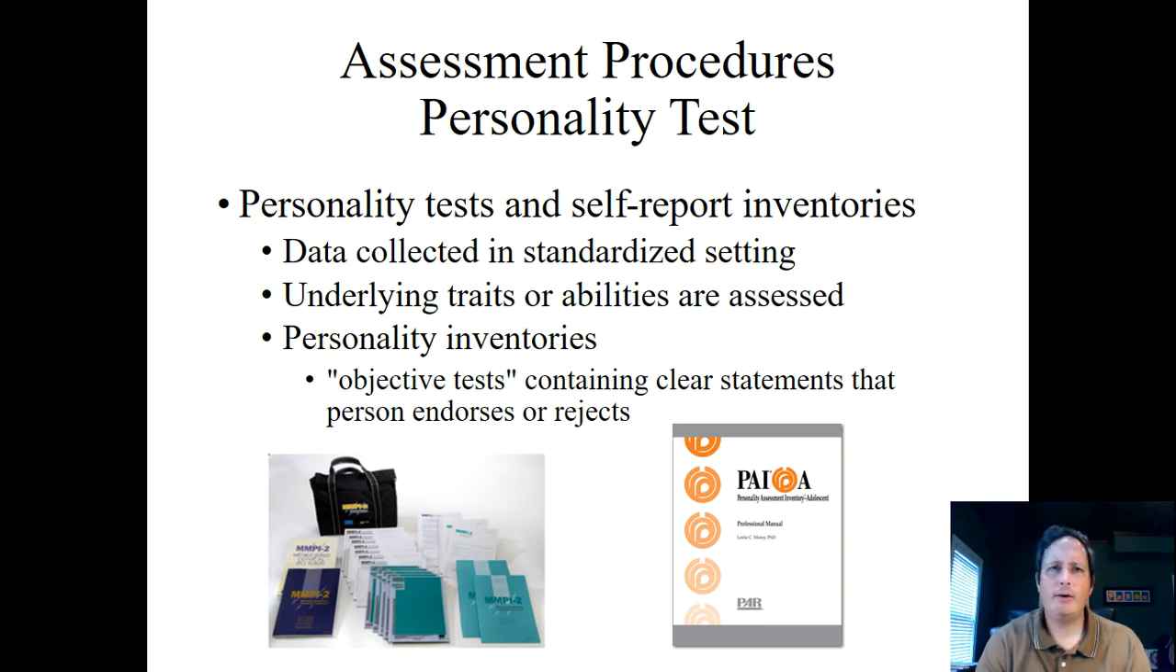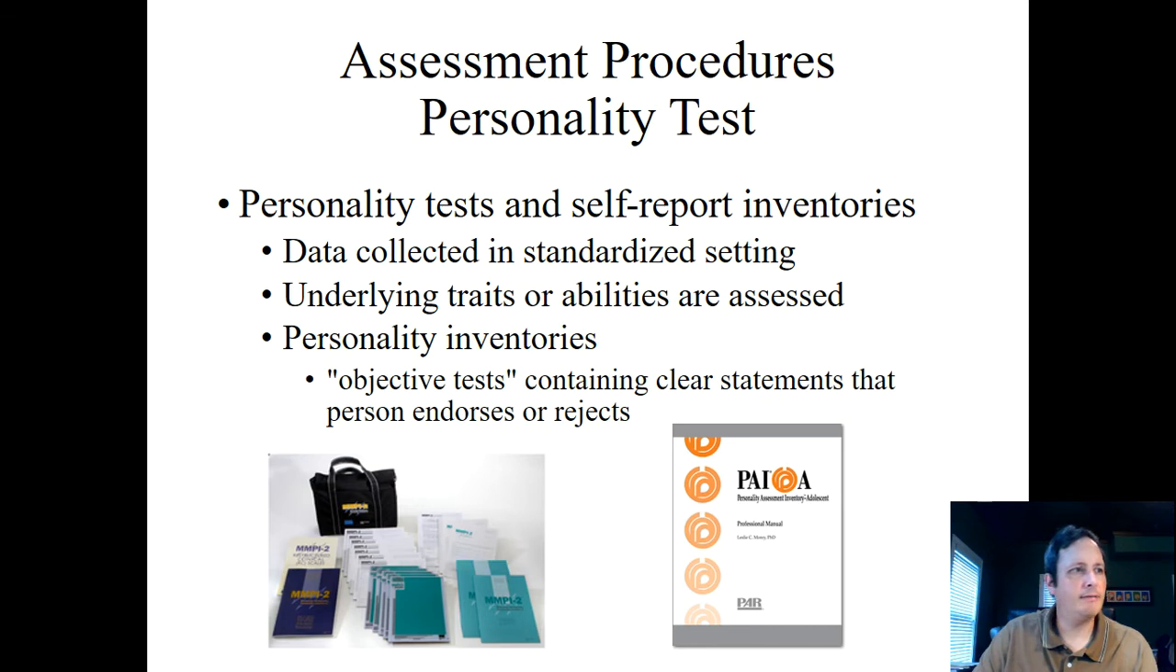And what you see here is data is going to be collected from a standardized setting, usually some sort of clinic setting. And what you're looking at here are underlying traits or abilities that are going to be assessed. And these personality inventories, the objective tests, contain very clear statements that a person endorses or rejects. In other words, true or false as it relates to yourself. Now, there's two of them there, the MMPI, which I'll talk about in the next slide, and the Personality Assessment Inventory for Adolescents, just a couple of them.